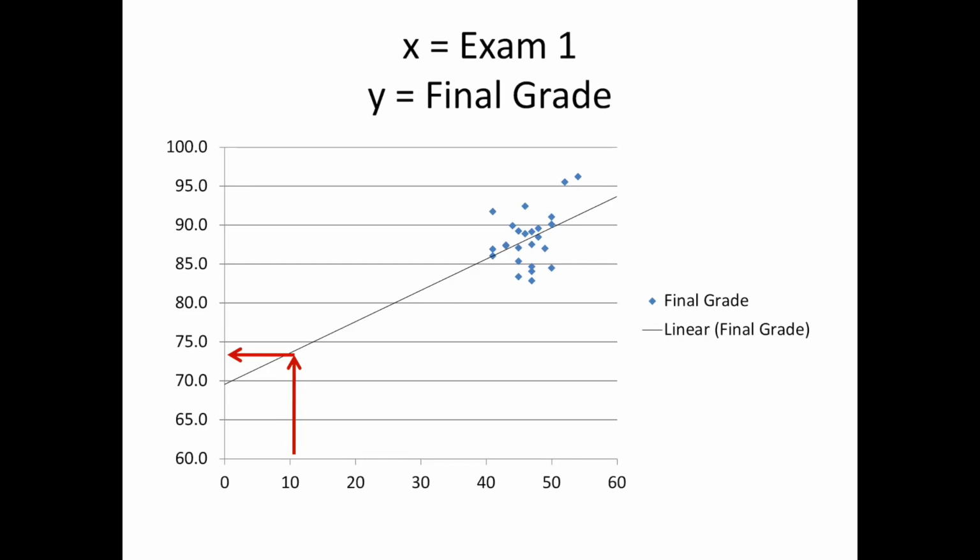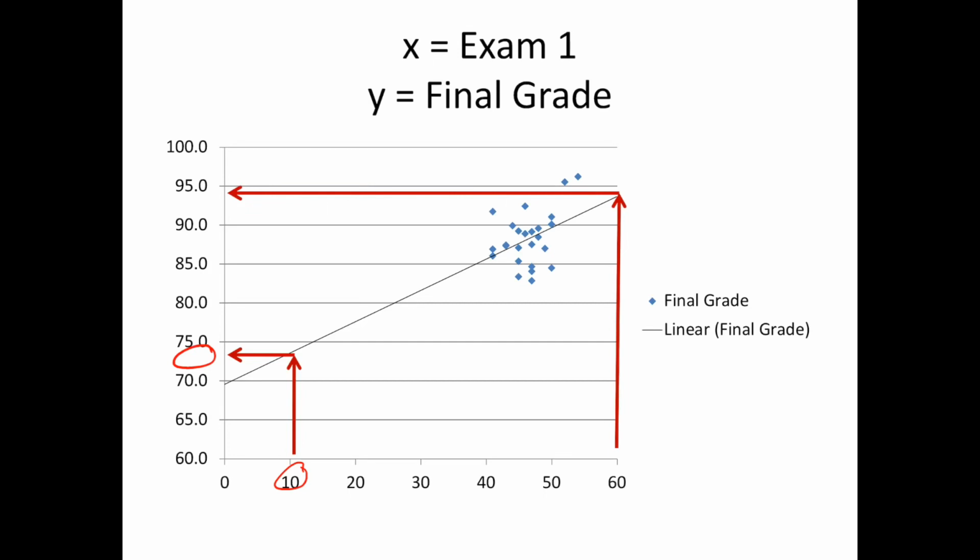In other words, we're using our regression line to take a piece of data on exam 1 and make a prediction about what they'll get on their final grade. In contrast, if a person were to score a perfect 60 on the first exam, we would predict that they would receive a 94% in the class.